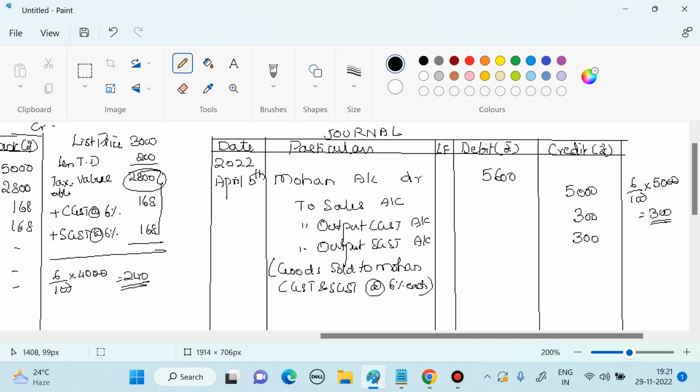Always when you are passing the journal entries, don't forget to write the narration. Narration is the integral part of journal entries.